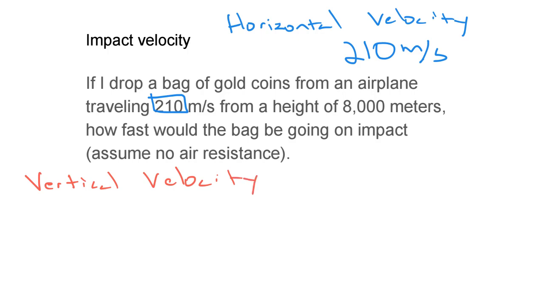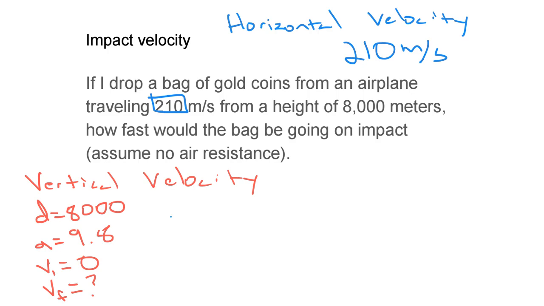So the only things I know is that we're going to fall a distance of 8,000 meters. The acceleration due to gravity is going to be 9.8, and we're starting with an initial vertical velocity of 0. Can I now find the final velocity? So I'm going to look through my kinematic equations for the one that doesn't have time, because that's the variable we don't have but don't care about. And I'll see that v final squared equals v initial squared plus 2ad.